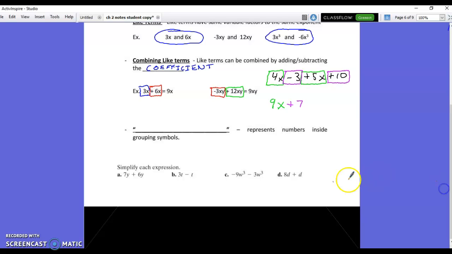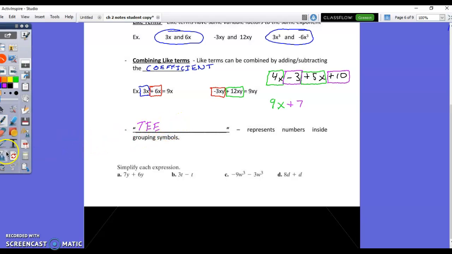All right, so we're going to try a couple. I left this in the notes. The quantity of represents numbers inside grouping symbols. We're not going to cover that today, but we will tomorrow, and it goes with the distributive property. So the quantity, oh no, I guess the is T-H-E.